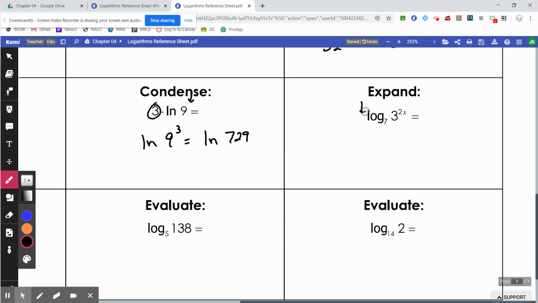So a power can be moved back down front. We could write this as 2x times log base 7 of 3.